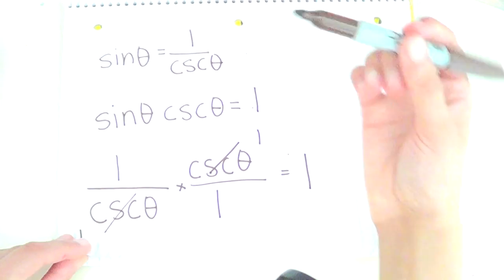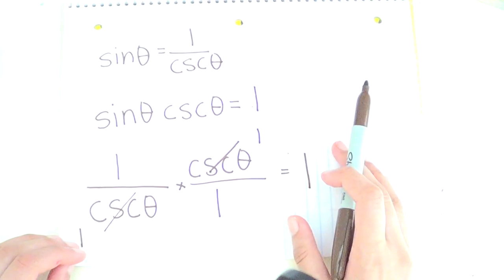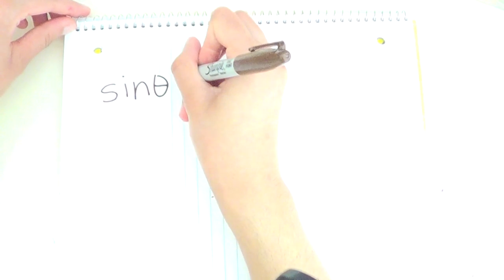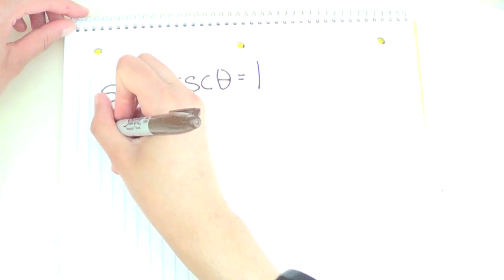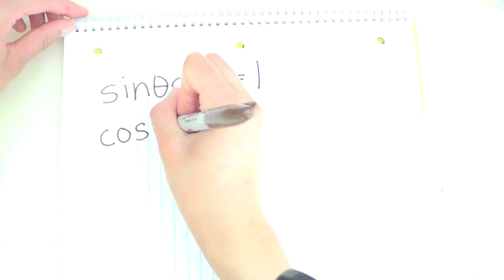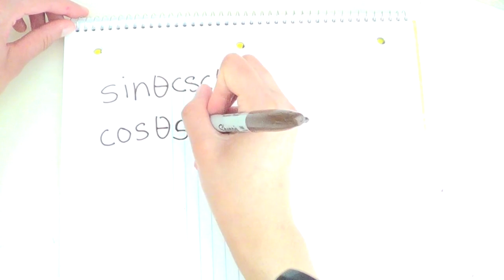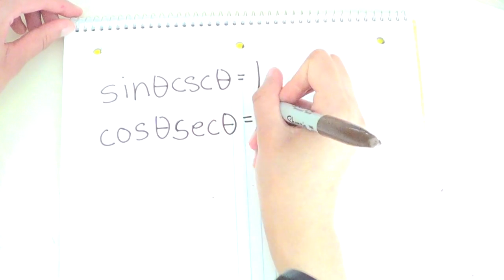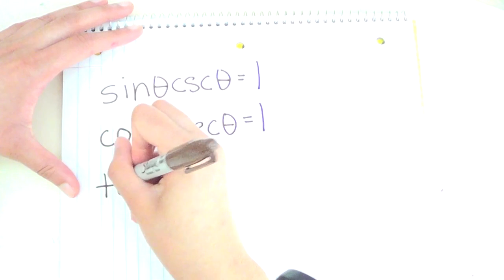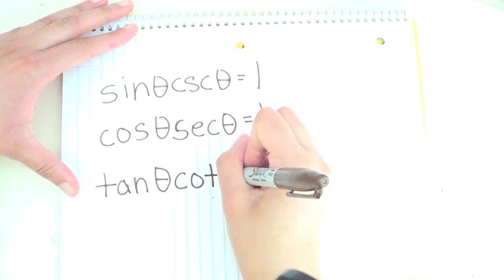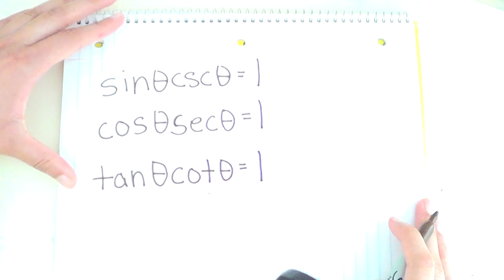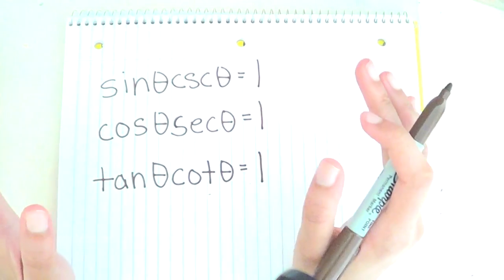So then, if you apply the same principle to all the other trig functions, you would find out that sine theta times cosecant theta equals 1, and cosine theta times secant theta equals 1, and then you would find out that tangent theta times cotangent theta equals 1. So these are the basic reciprocal identities.